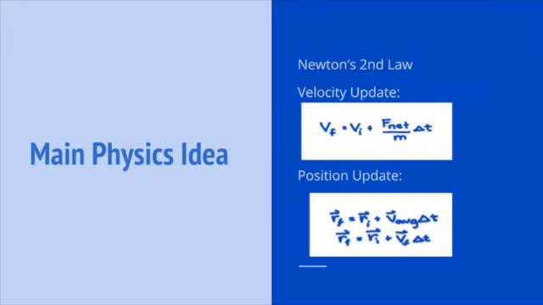Okay, so some of our fundamental physics ideas. Newton's second law, the velocity update formula. We have derived this before to find Vf equals Vi plus F net over m times delta t. And then we can derive the position update formula, where Rf equals Ri plus V average times delta t. However, because the spring force is non-constant, we use Rf equals Ri plus Vf delta t, where Vf is the last velocity.